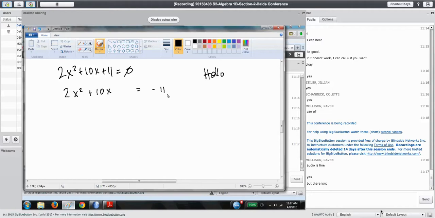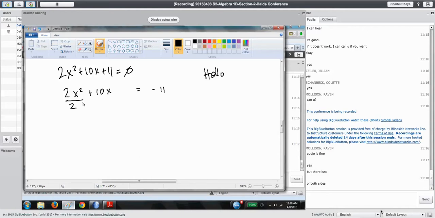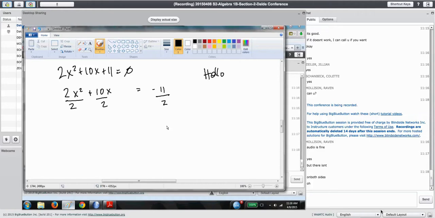And here's what I would tell you to do. How would I get a 1 to be in front of the x squared term? I would divide by 2, right? Because 2 divided by 2 is 1. But what you have to do is, you don't have to do both sides, you have to do everything. So we're going to be dealing with fractions here. All right, well, deal with it. I mean, we're going to have fractions. So I have x squared plus 5x equals negative 11 over 2. I'm just going to leave that because you could write that as 5.5 if you wanted to. I don't really care, it's up to you. Does that make sense?